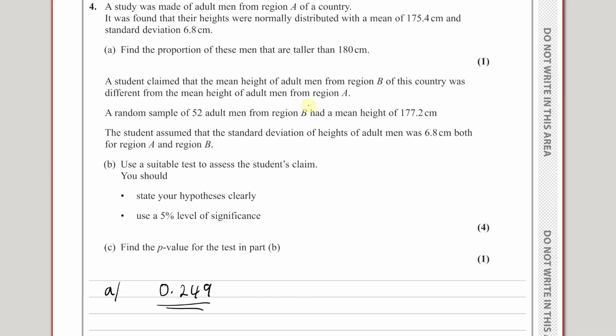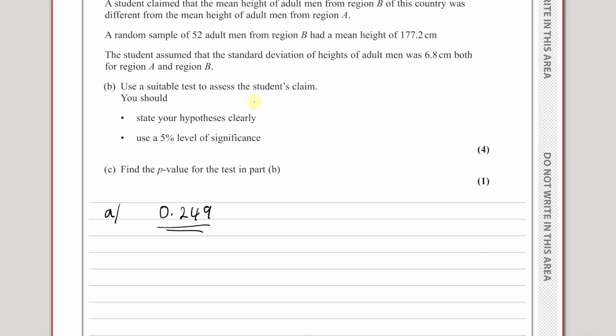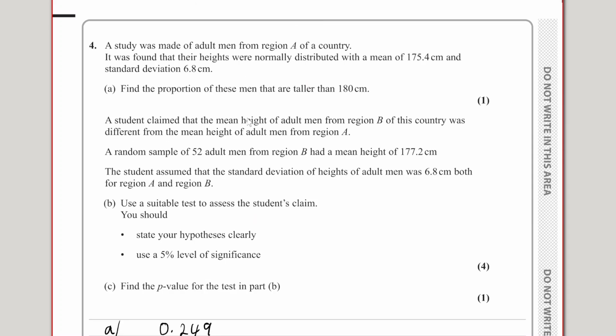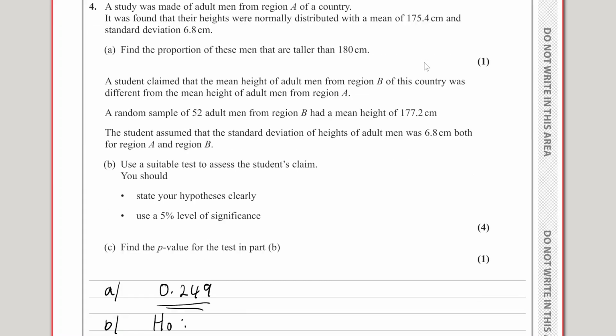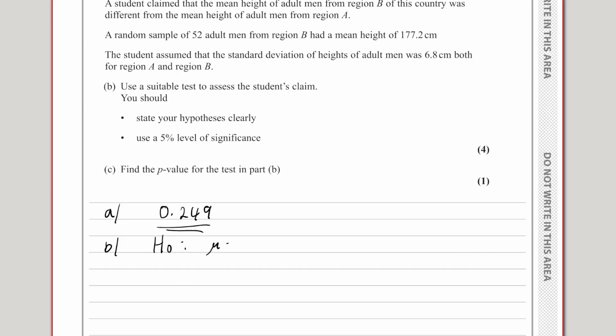So a student claimed the mean height was different. So not higher or lower, just different. So our null hypothesis is that it's the same. So the mean is 175.4. The alternative hypothesis, what does the student say? It's different. So the mean is not 175.4.